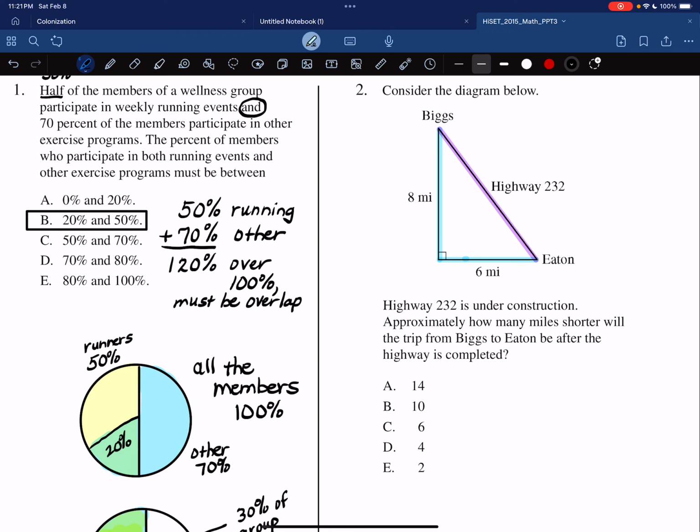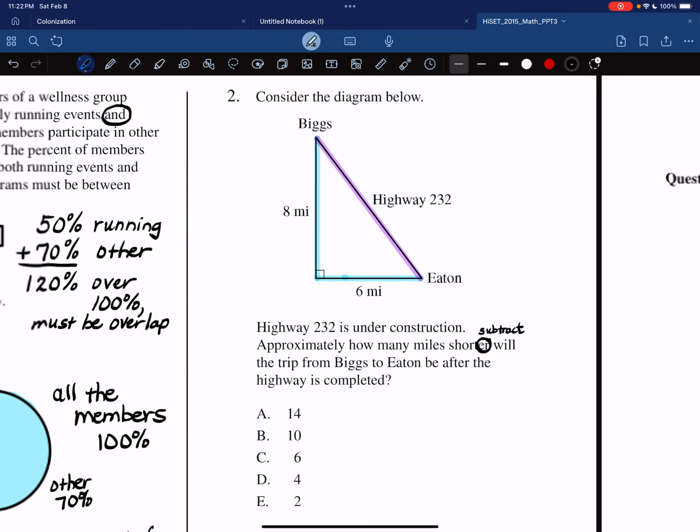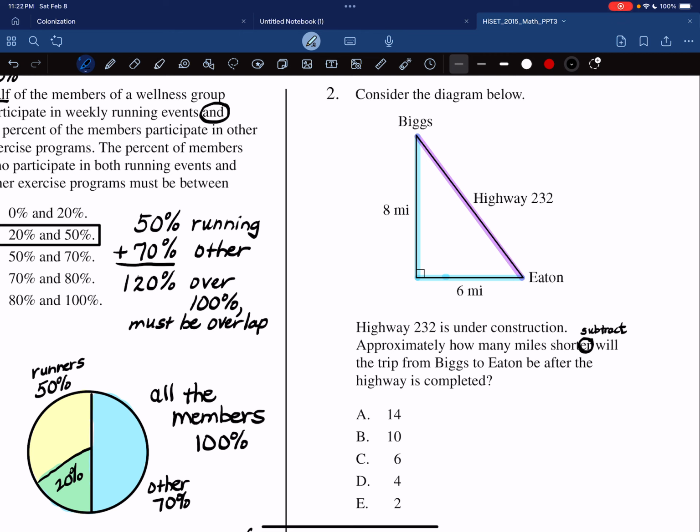Approximately how many miles shorter? Now there is a clue. When I see a word like that, taller, shorter, longer, smaller, that indicates to me that I will have to subtract somewhere in this math problem. So make a note of that, and let's keep reading. How many miles shorter will the trip from Biggs to Eaton be after the highway is completed? So they're asking me, if I take that purple route, how much shorter would that trip be?